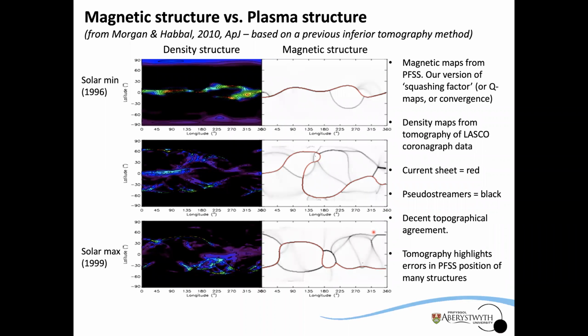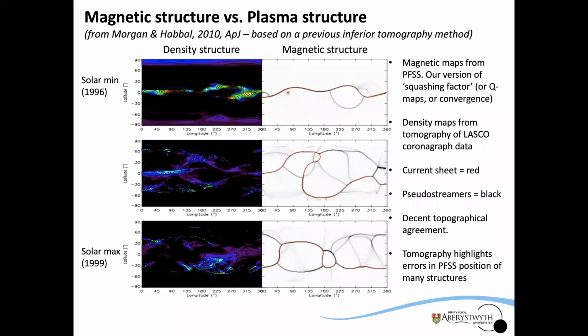We can use the tomography maps to compare with potential field source surface models of the coronal magnetic field. Now, these plots are taken from a previous study in 2010, and this was based on a previous tomography method I had, which was inferior to the current. But we can show that the potential field models do topologically agree with the plasma structure we see in the tomography, but they do have inaccuracies in the position of these structures.